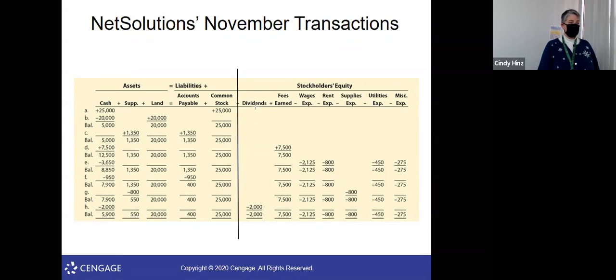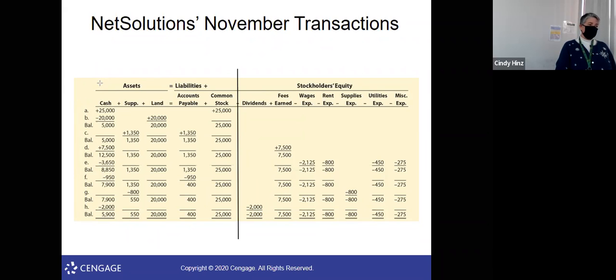These accounts, dividends, then we have a revenue account and a bunch of expense accounts. Those all affect stockholders' equity. All of those accounts affect our retained earnings. Now you'll notice that retained earnings is not included here in this list, and what that tells me is this is a brand new company. They didn't have any retained earnings prior to these transactions.